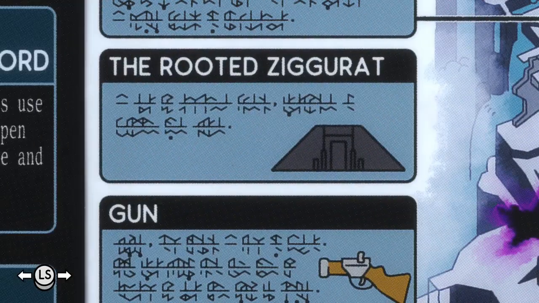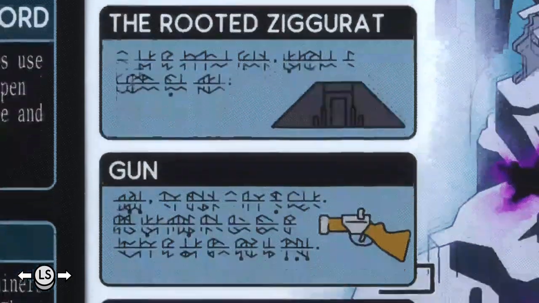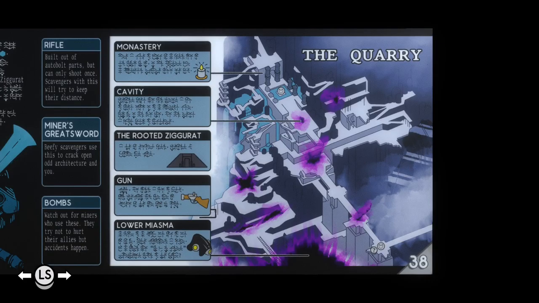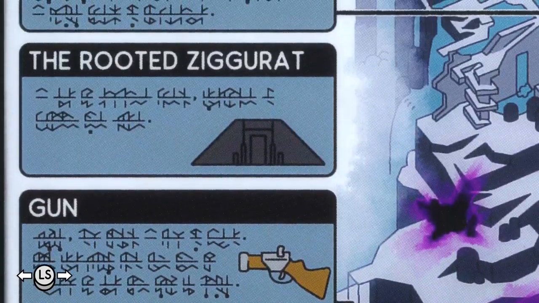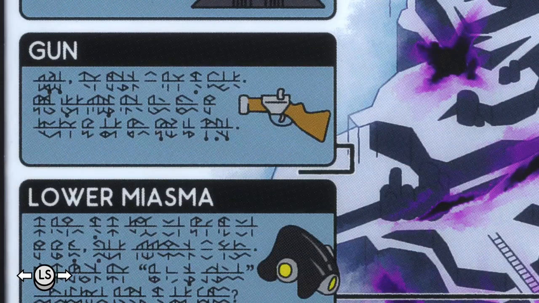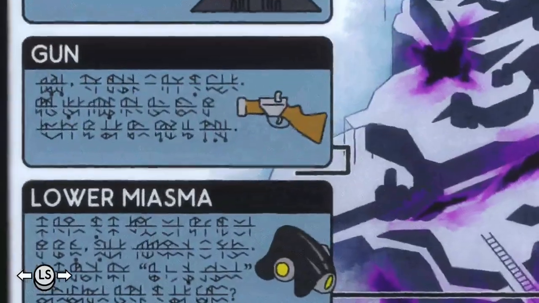The rooted ziggurat. A house for strange gods. Exposed by erosion and greed. Greed! So the rooted ziggurat is probably the place where we went underground in that whole big place. Gun! Powerful! But uses a lot of magic. Savvy explorers have been known to quest for this soon after their arrival. Yep. That was me.